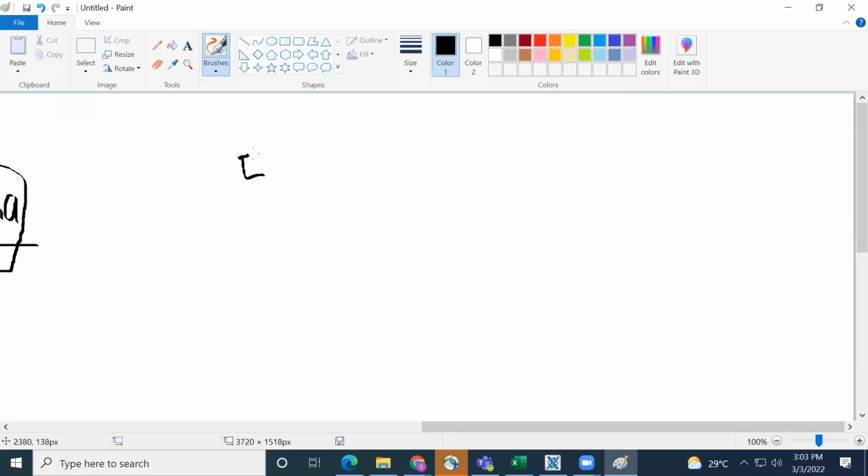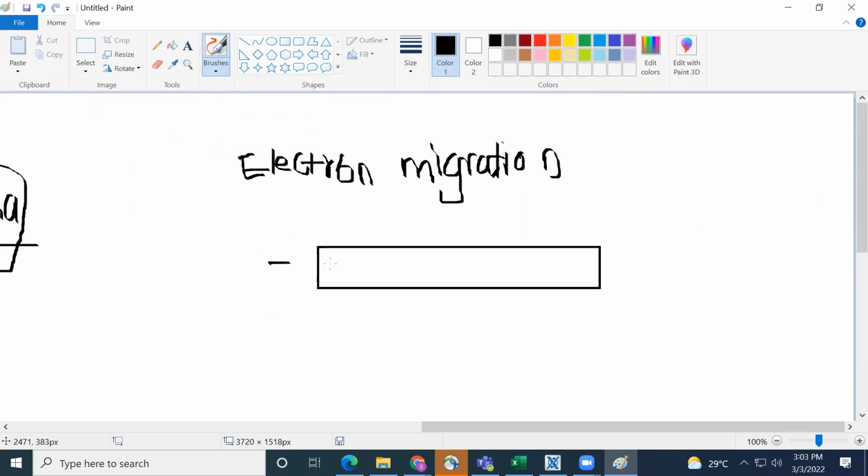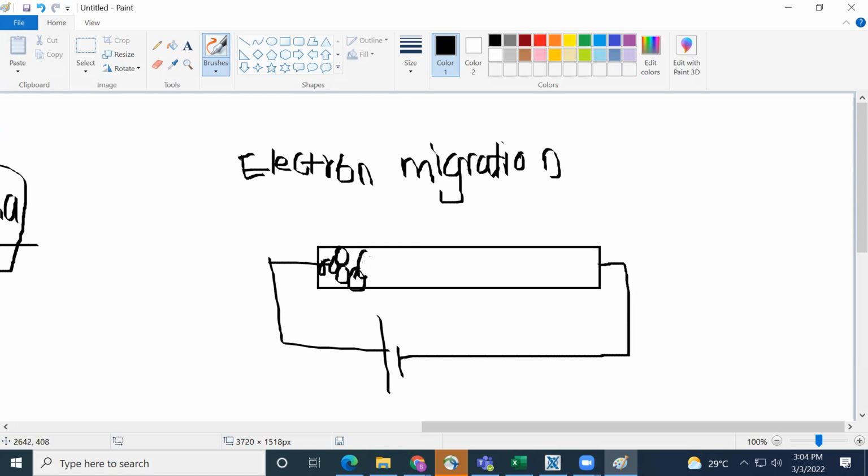EM, electromigration. So the name itself says electrons will migrate. Electrons will be transferred in the conductor. So let's assume a conductor, here we attach a metal, and you apply some voltage. The metal consists of atoms, so atoms are tightly packed.